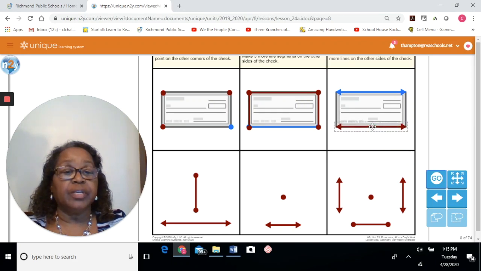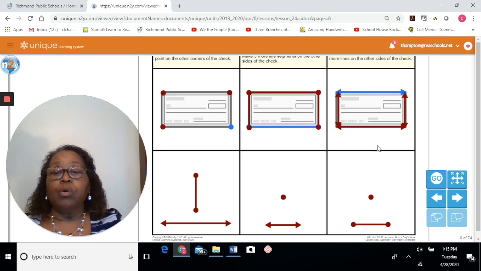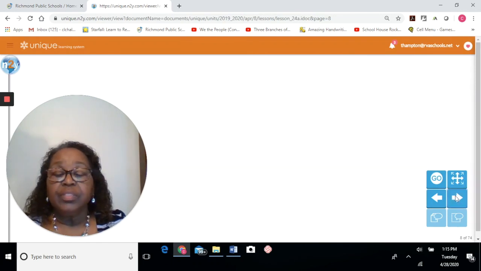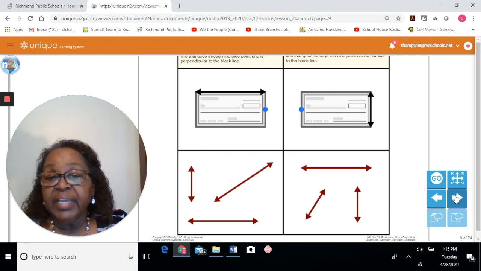Let's put this line in place. And then on the other side, let's put this line in place and this line in place. We're following directions. We're doing just what we've been told to do. I think we got it right. We worked with points, we worked with line segments, and we worked with lines. Very good, very good. This is what we call an easy A day.